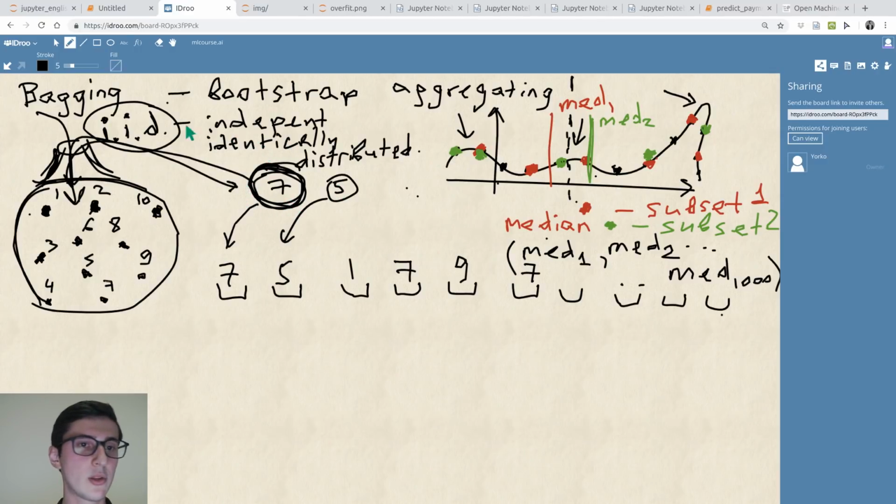So to retain this property of IID observations, we need to return, to put all the balls back, and then the probability of pulling out every ball on every iteration is going to be the same.